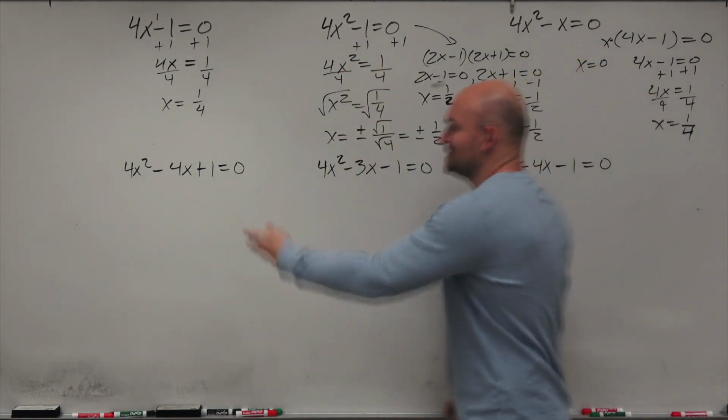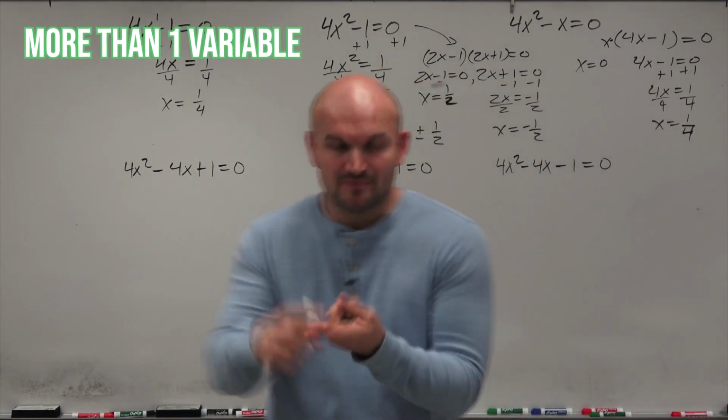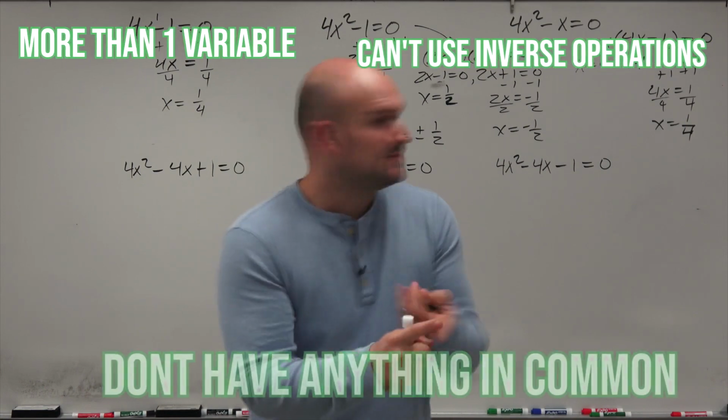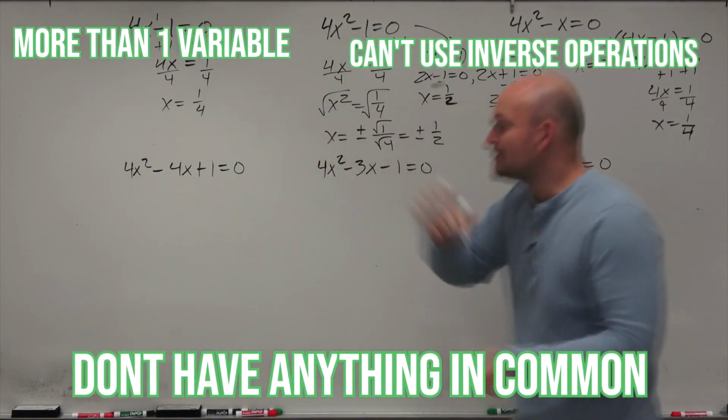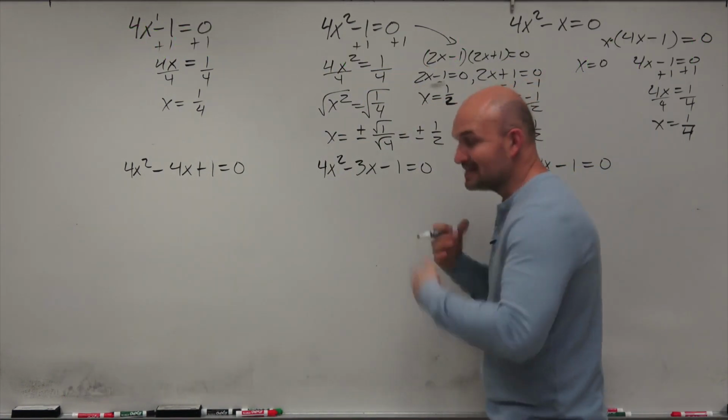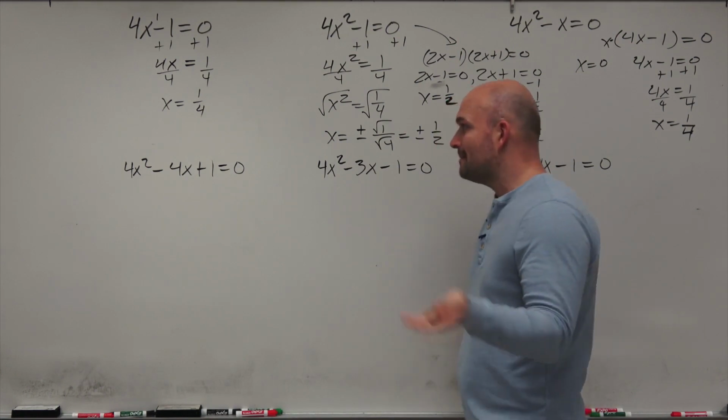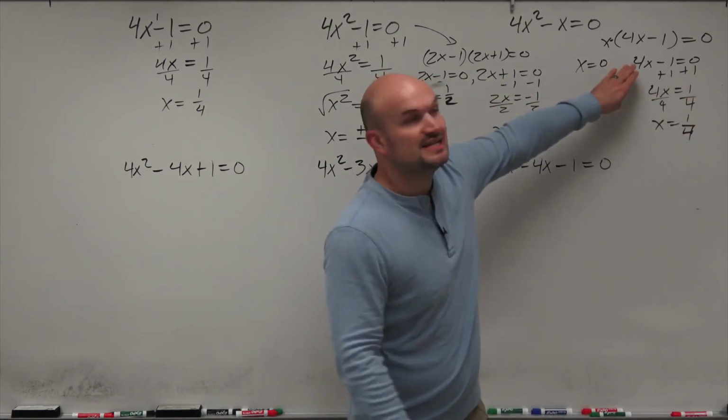Now, what about if we need to solve a quadratic where we have more than one variable, right? We can't use inverse operations, and we don't have anything in common. So we can't factor out any of our common terms. We're still going to want to look into factoring first, but we can't factor out a common term, our GCF, like we did over here.